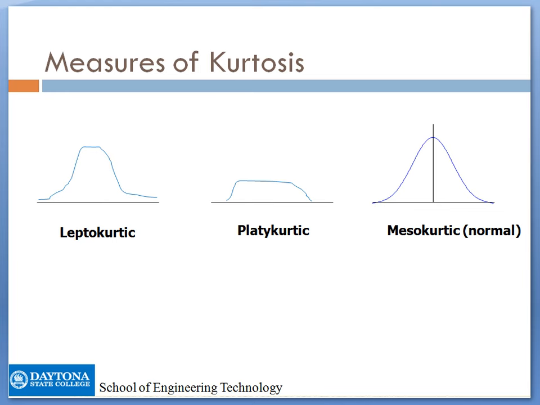Now, the leptokurtic indicates the more peaked distribution, which is the first one. Then the platykurtic indicates a more flatter distribution. The mesokurtic is what we call a normal distribution. So between these two distributions is one referred to as mesokurtic, and this is what we call the normal distribution.